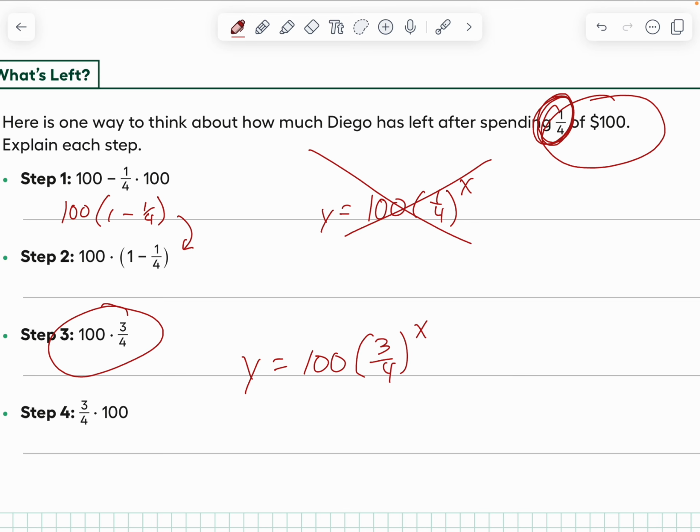Okay. Now, you could write it in any of these formats. You could write it like step 1. You could write it like step 2. You could write it like step 3. Heck, you could write it like step 4. It doesn't really matter. All of them are feasible options.